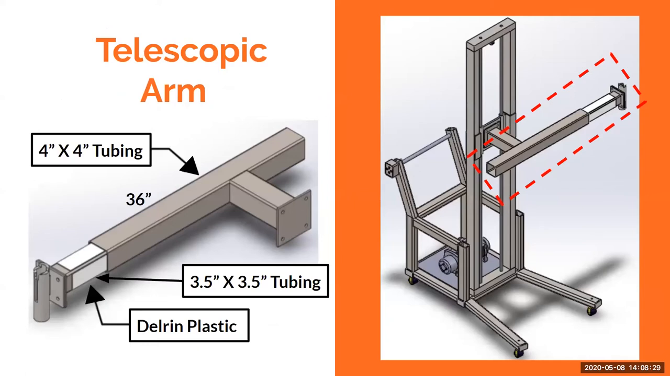So the design of our telescopic arm features a large outer tube and a slightly smaller inner tube. And we were able to utilize a Delrin plastic to fill the gaps between those tubes to ensure a tight fit and a low coefficient of friction for easy sliding for the actuator. And we used a 12-volt, 400-pound, 30-inch stroke linear actuator. And it's positioned inside the two tubes, connected at the one end, the hook end of the smaller tube, and then the open end of the larger tube.